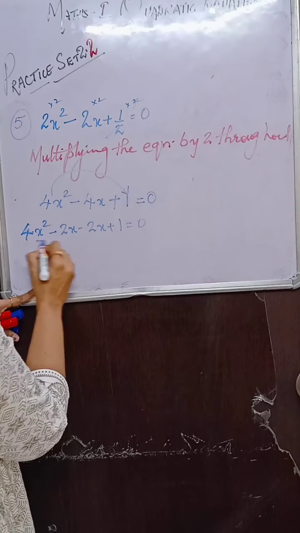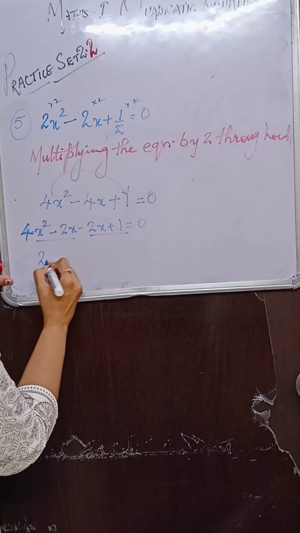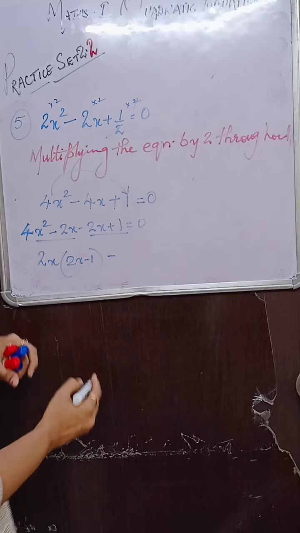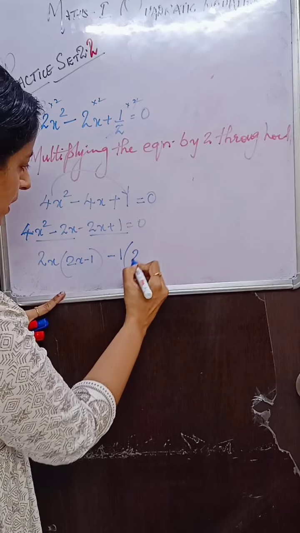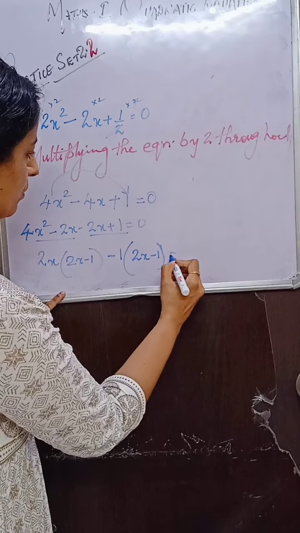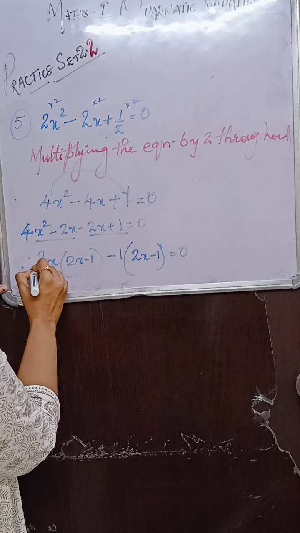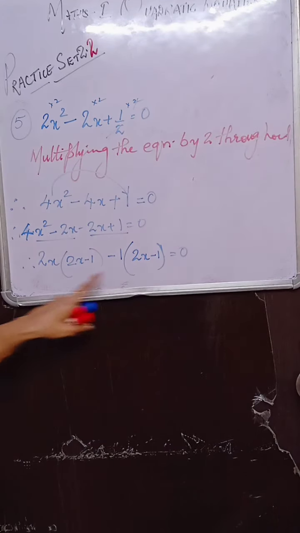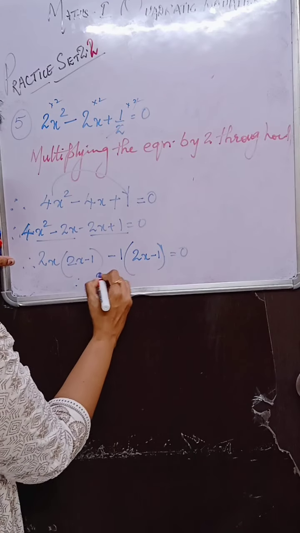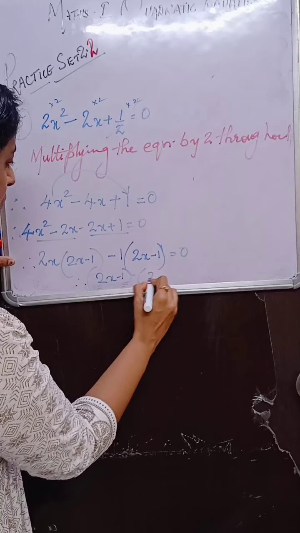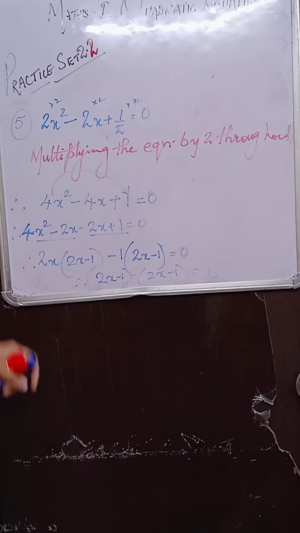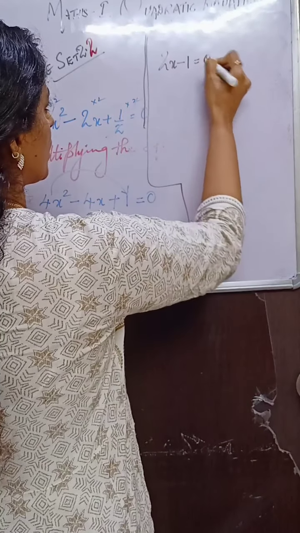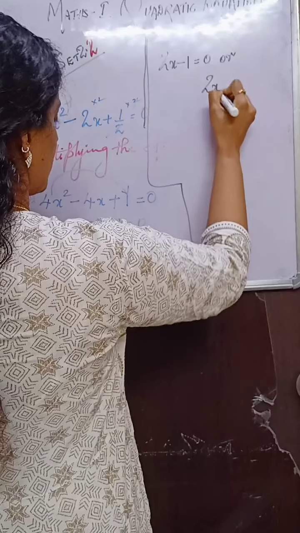Let us make group, one group, second group. From this, 2x common, 2x minus 1 minus, out of these two, nothing common means 1 common, 2x minus 1 is equal to 0. Put therefore for each step, put therefore, don't put equal to sign. Now finally take the common part. So you have 2x minus 1 and 2x minus 1 equal to 0. Same terms. So once you solve it, 2x minus 1 equal to 0 or 2x minus 1 equal to 0.